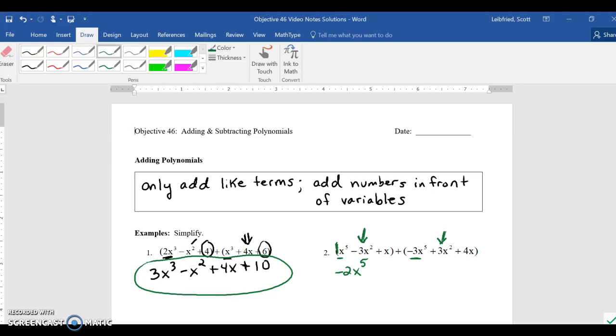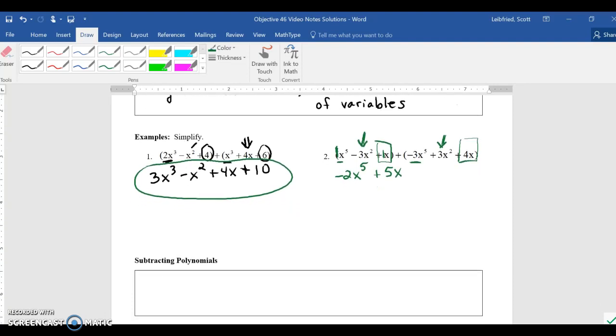Moving on. We have plus x and plus 4x. So those are like terms. So we're going to add those together. Remember there's a 1 in front of the x. So 1 plus 4 is 5x. So that's not too bad. Let's go on to the next topic.